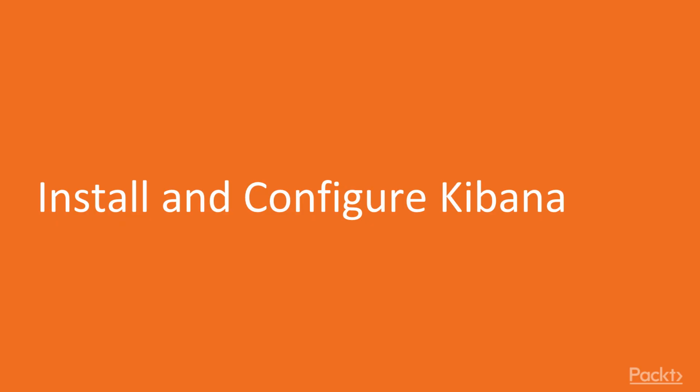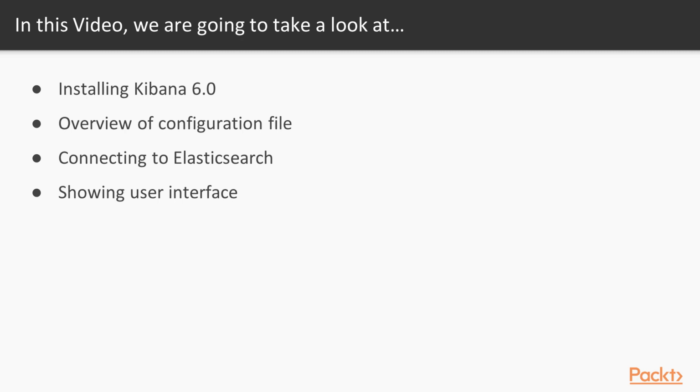Welcome to the video, Install and Configure Kibana. In this video, we'll look at how we install Kibana 6 on our CentOS 7 server. We'll look at the configuration file that we need to update to make sure we connect to Elasticsearch. We'll run Kibana and we'll look at the user interface.